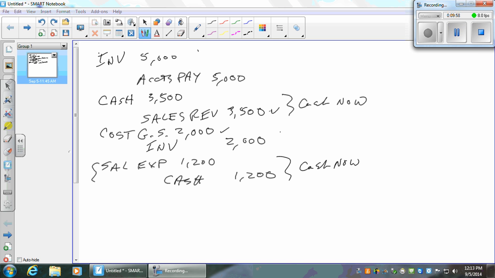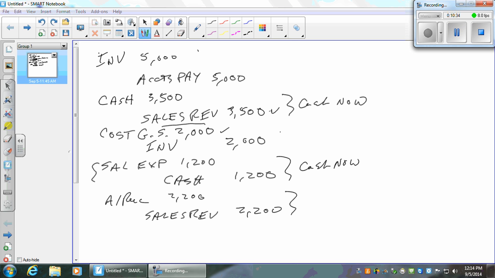So what would this entry be again? You guys wanted to debit accounts receivable. I agree with that because we have more of the asset accounts receivable, 2,200. And what would you credit for 2,200? It's the same sales revenue we have up here. It's just that we sold it on account instead of selling it for cash. It's still sales revenue. I still sold the product.